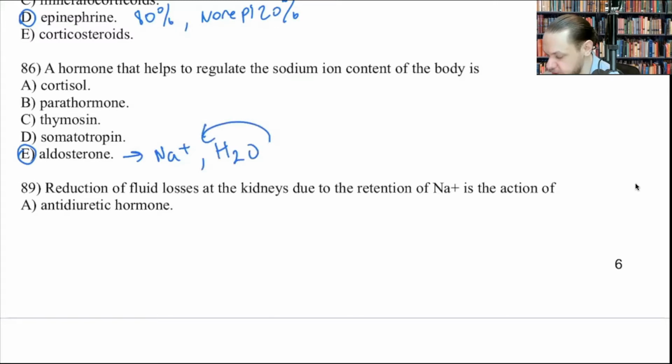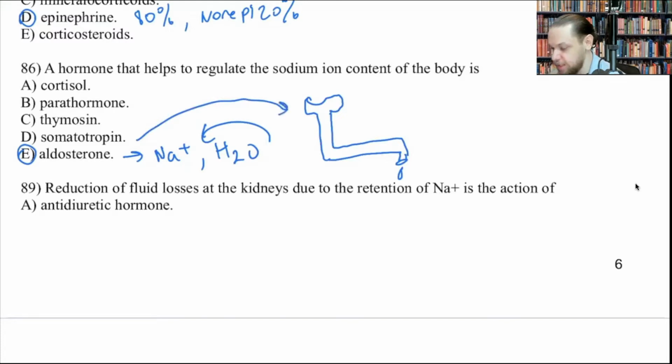Where does it occur? It usually occurs on the nephron, right? So you have the nephron where you make your urine, right? So aldosterone acts on the kidney or the nephron, and its job is to reabsorb salt and water.